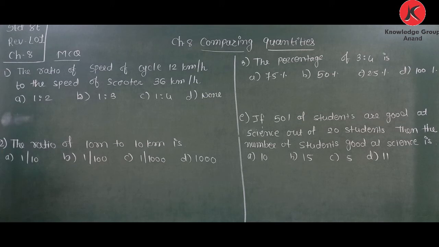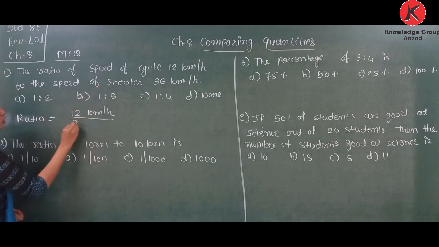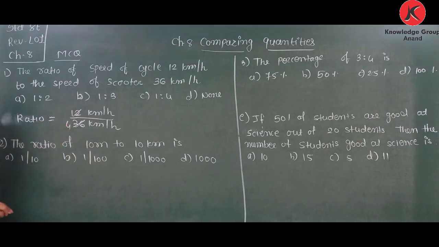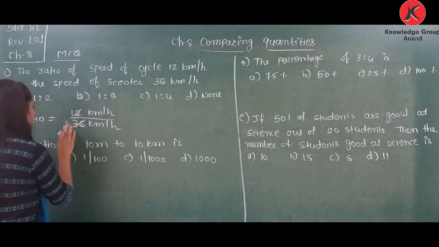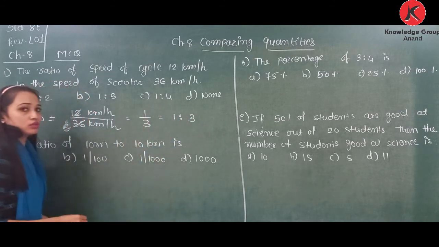So here first is the ratio of speed of cycle, which is 12 km per hour, and speed of scooter, which is 36 km per hour. Four options are given. We need to find the ratio. It is 12 km per hour to 36 km per hour. Here you can see the units are the same, so no need for conversion. So it is 1 by 3, so the ratio is 1 is to 3, so that will be our answer.